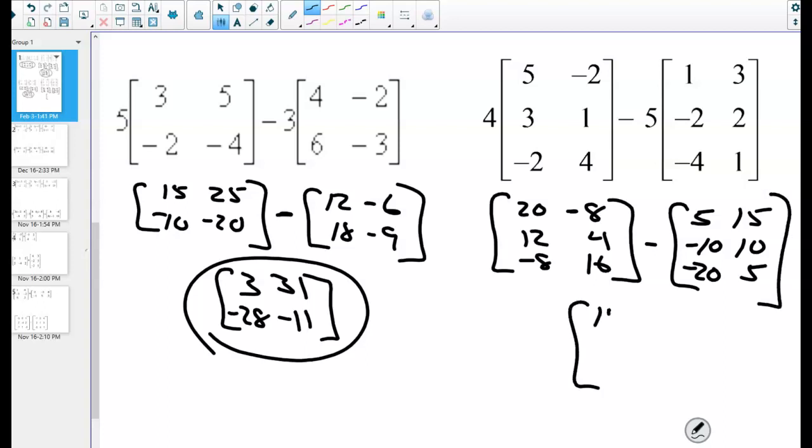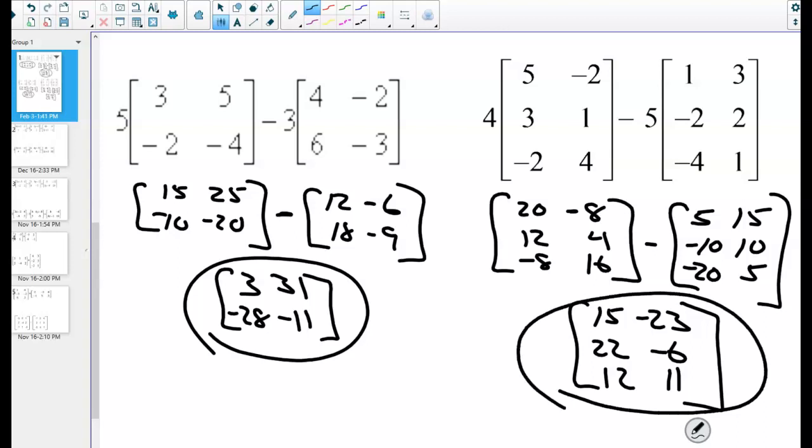20 minus 5 is 15. Negative 8 minus 15 is negative 23. 12 minus a negative 10 becomes 22. 4 minus 10 is negative 6. Negative 8 minus a negative 20 is 12. And 16 minus 5 is 11. There's my answer.